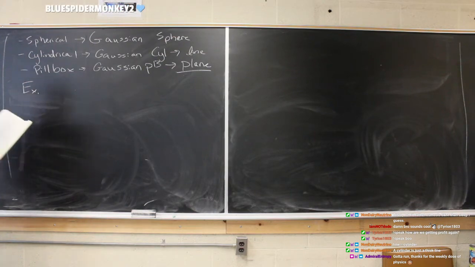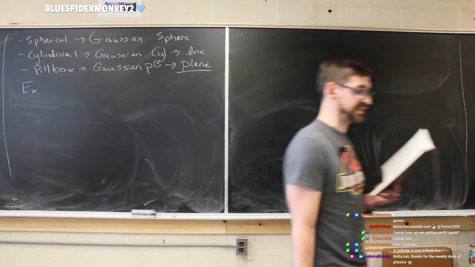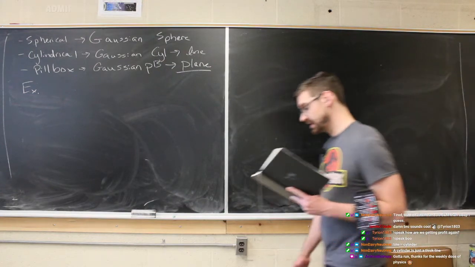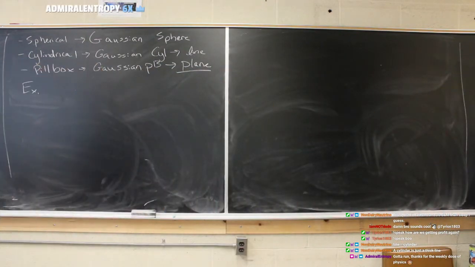So we have an infinite plane. It carries a uniform surface charge density sigma, which just sounds weird to me anyways, but whatever. So it carries a uniform surface charge density.